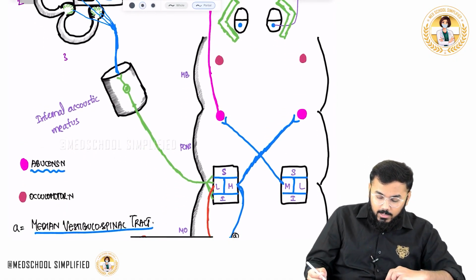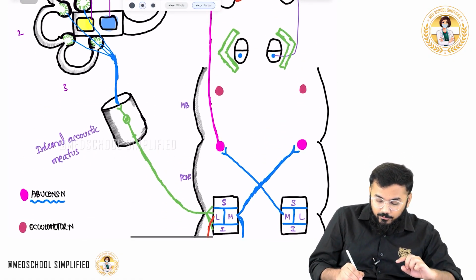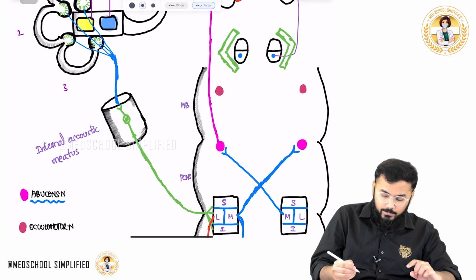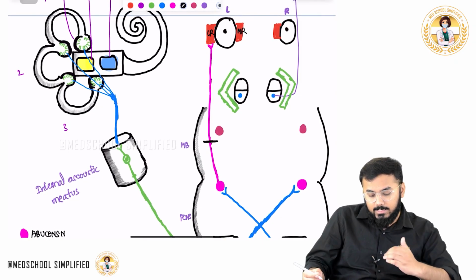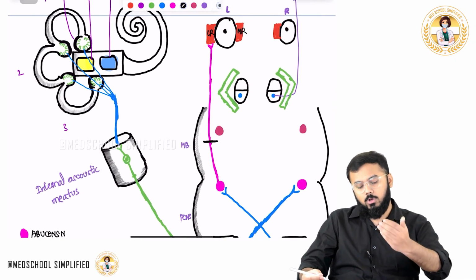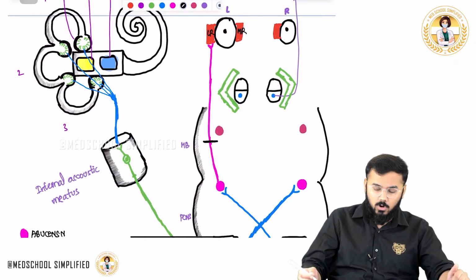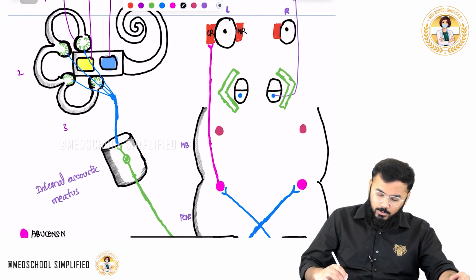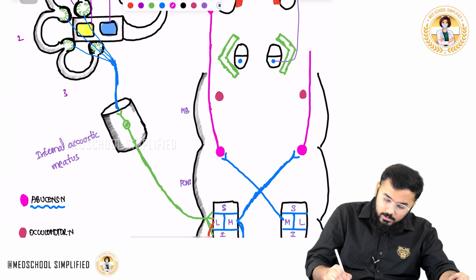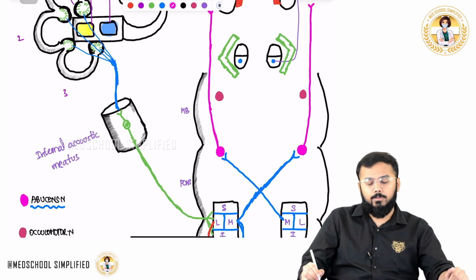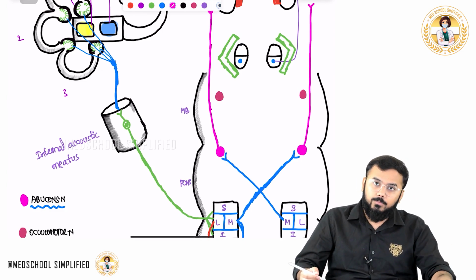For example, if the patient is having injury at the level of midbrain, now tell me, the same side lateral rectus will not work or the opposite side? The same side lateral rectus will not work. I hope you understood, right? So in the same way, fibers from here also, this abducent nerve goes to the lateral rectus all the way here. Okay, so this is done.